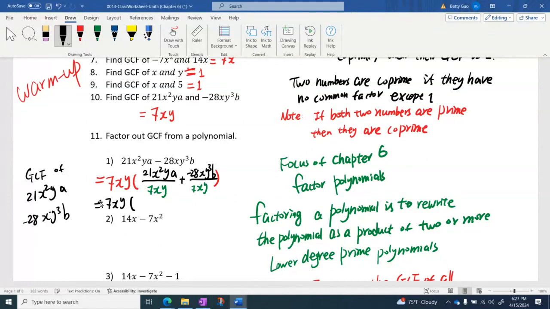Copy 7xy, and in the parentheses, let's use the quotient rule to simplify the quotient. 21 over 7, as you can see, is 3.